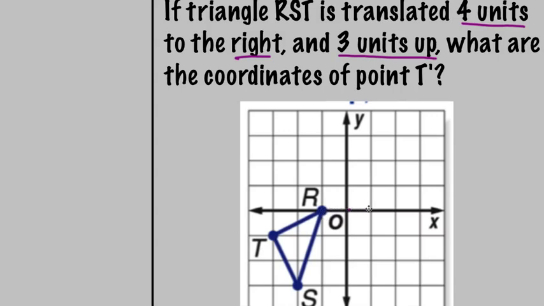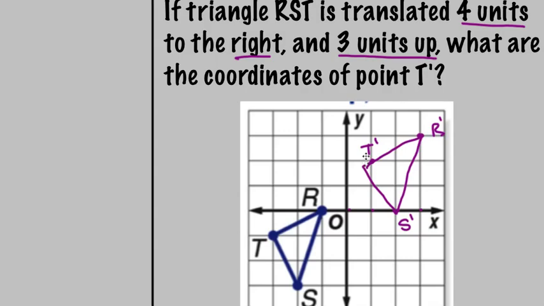4 to the right: 1, 2, 3, 4, and 1, 2, 3. Here's R. 1, 2, 3, 4, 1, 2, 3. Here's T. 1, 2, 3, 4, 1, 2, 3. Here's S. And it's prime, prime, prime. So R prime, T prime, S prime, because they're all from the image. Whoops, that one's a little off. I apologize. And then the question says, what are the coordinates of T?